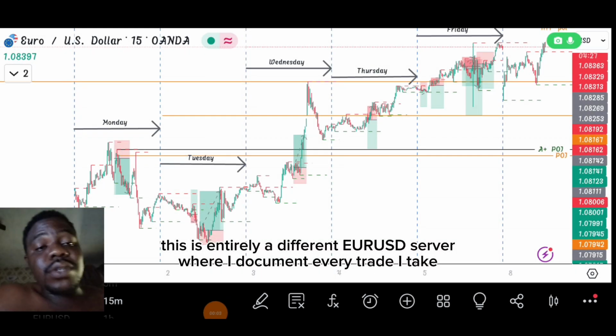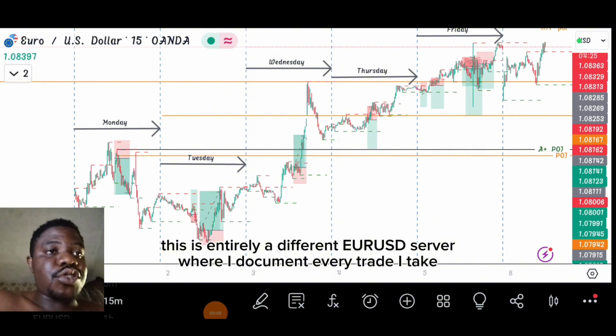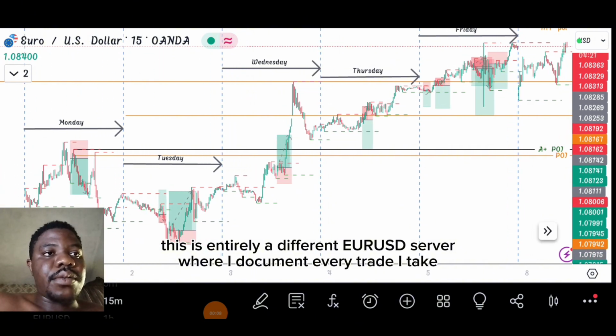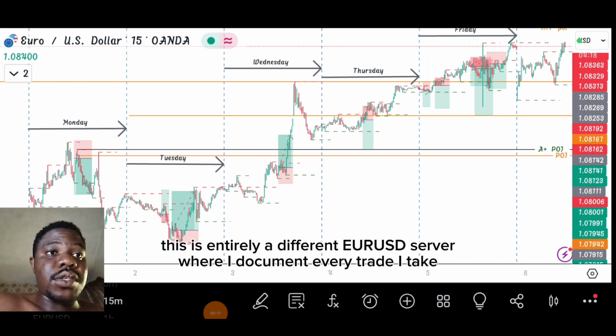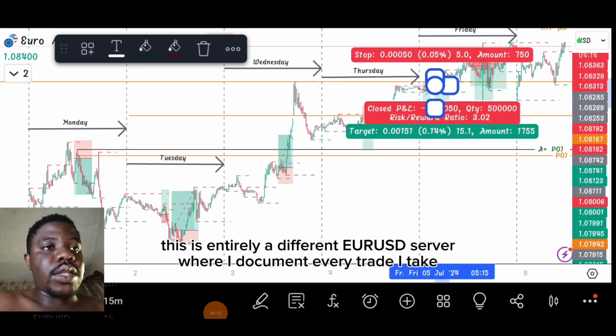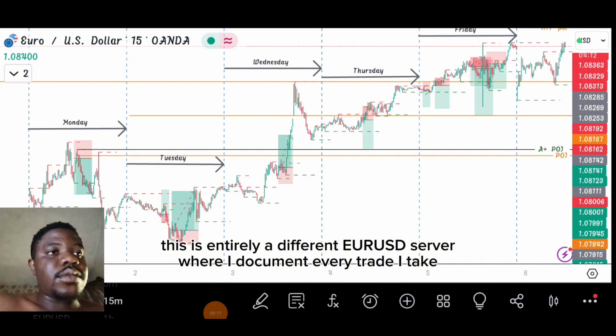So as you can see on my screen now, these are the trades I took throughout the week, and I was able to make some really good profit this week despite the losses, about 1, 2, 3 losses. But once you have a 70% win rate or a 60% win rate, you're profitable for the week, guys. That's the power of psychology.